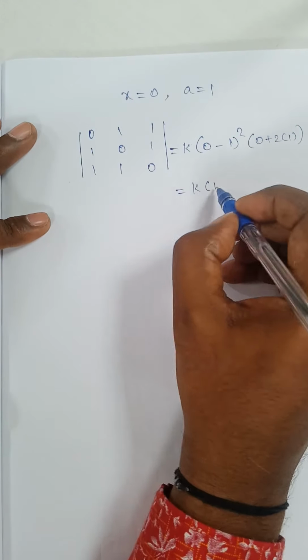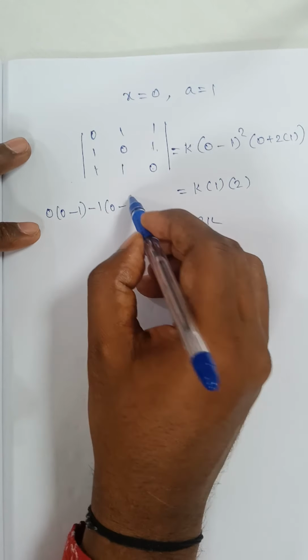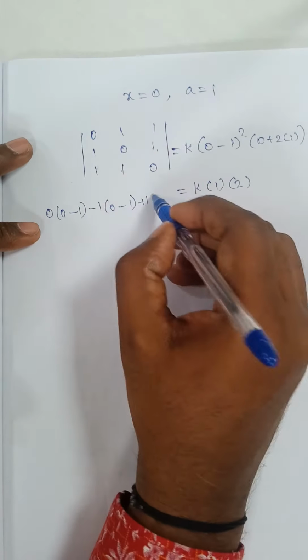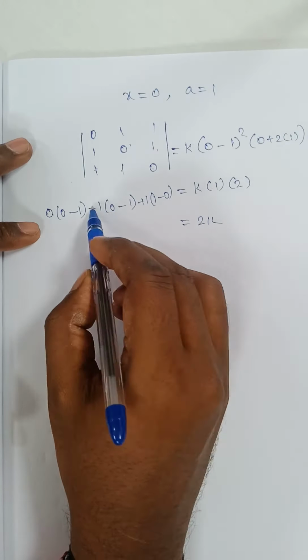So 2k. Now we are going to expand this determinant. First taking 0, neglecting its row and column: 0 into (0 times 0 minus 1 into 1). Next minus 1 into (1 into 0 minus 1 into 1). Next plus 1 into (1 into 1 minus 1 into 0). 0 into anything is 0, and minus and minus gives plus 1, plus 1, so the value is 2. So 2 is equal to 2k, and k is equal to what?